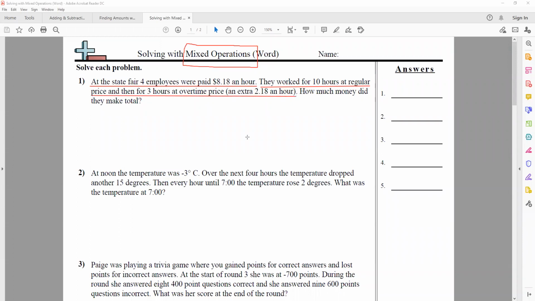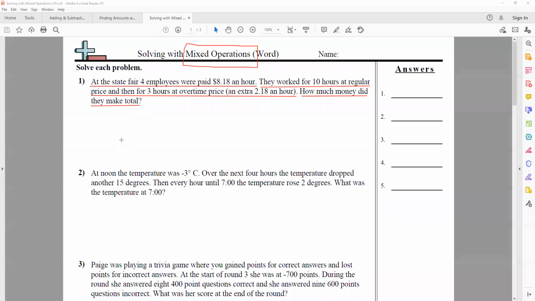Read the second sentence. Hello? Yeah? Okay, read the second part. They work for 10 hours at regular price and then 3 hours at overtime price, an extra $2.18 an hour. Okay. So what is the question? How much do they make?